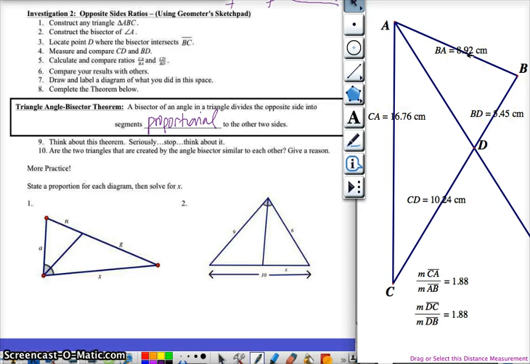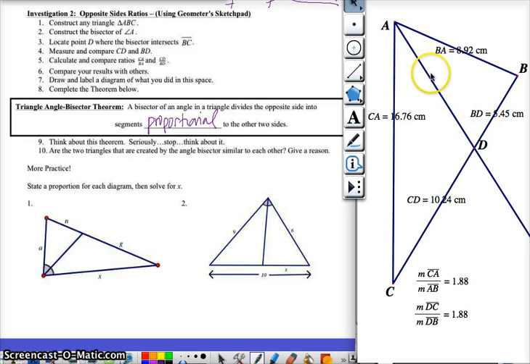Okay, so stop. Think about this. Seriously, stop. Think about it. Are the two triangles that are created by the angle bisector similar? So is triangle ADC similar to triangle ADB? Think about that. Are they similar? The answer, hopefully, you're saying is no, right? Even though side CA is in the same proportion to side AB as CD is to BD, AD didn't change.